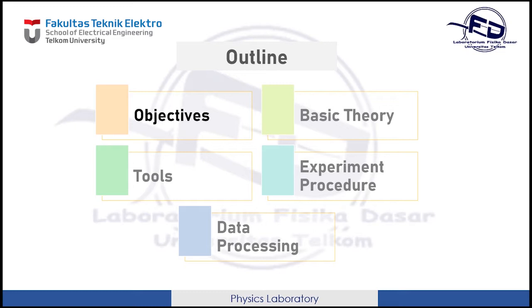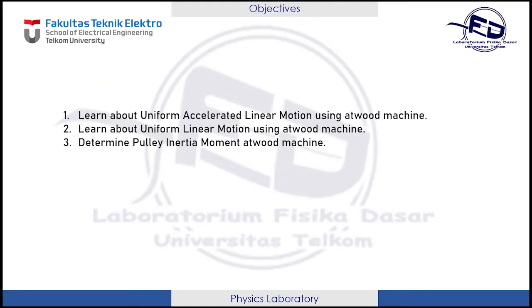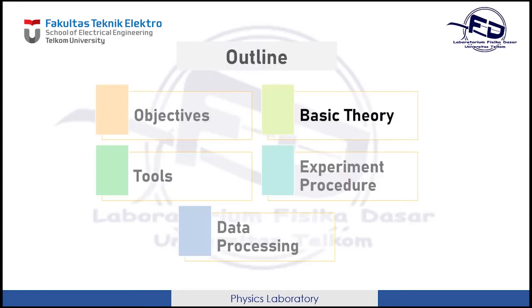First of all, we will see the objective of the experiment. The objectives of the experiment in this material are three, namely, learn about uniform accelerated linear motion using Atwood machine, learn about uniform linear motion using Atwood machine, and determine the pulley inertia moment of the Atwood machine. Maybe all of you are still confused about what an Atwood machine is. Don't worry, because later we will describe what an Atwood machine is.